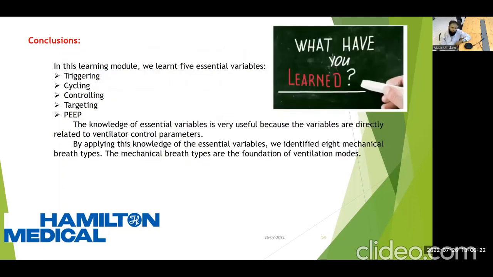So here we are with our last slide. This is a conclusion. In this learning module, we have five essential variables: trigger, cycling, controlling, targeting, and peak. Knowledge of the essential variables is very useful because the variables are directly related to the ventilator control parameters. By applying this knowledge, we can identify 8 mechanical breath types. The mechanical breath types are the foundation of ventilation modes. This is a very important topic.